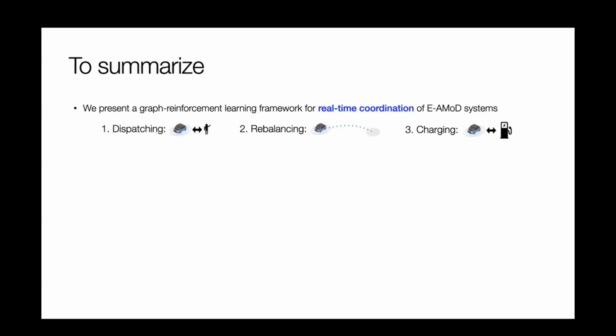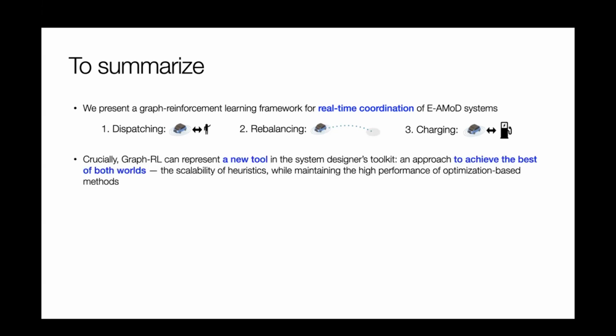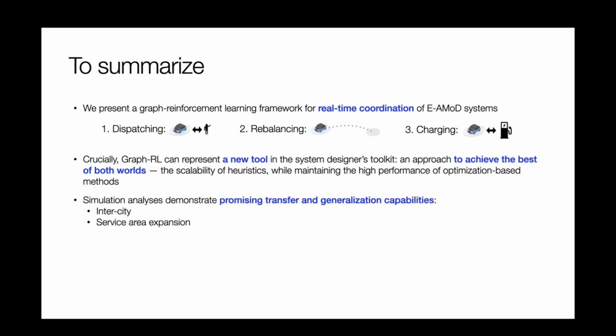Okay, and so to summarize, we presented this graph reinforcement learning framework for AMOD coordination. Here we were looking at these three decision-making aspects: dispatching, rebalancing, and charging. Crucially, at the end, we are saying that GraphRL could represent ways of putting together the benefits of learning-based and optimization-based methods for these problems. And we saw how these methods demonstrate some promising transfer and generalization capability, if we talk about service area expansion or even across cities.